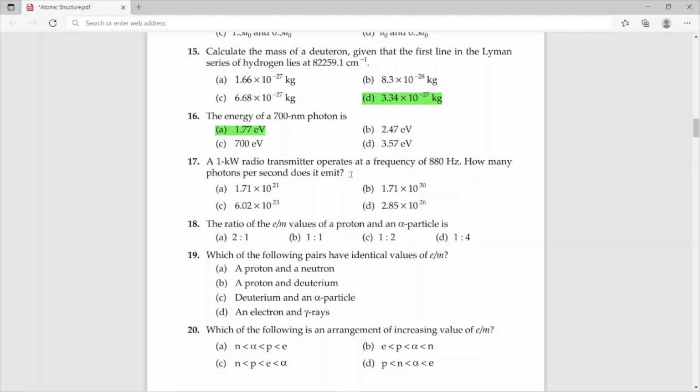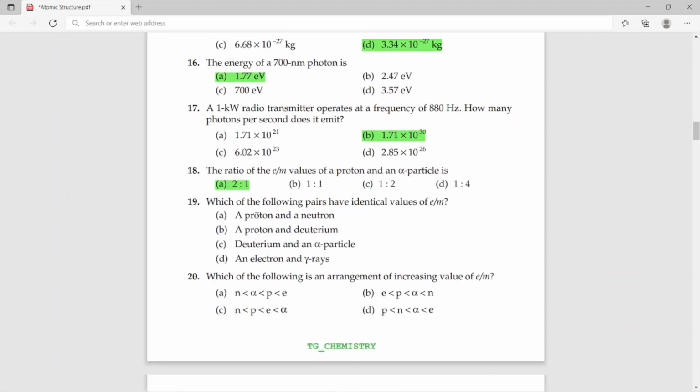How many photons per second does it emit? The right answer for this one is option B, 1.71 × 10^30. 18th: the ratio of e/m values of a proton and an alpha particle is, what is the ratio of the e/m values for a proton and an alpha particle? So for the 18th one, the right answer is option A, 2:1.